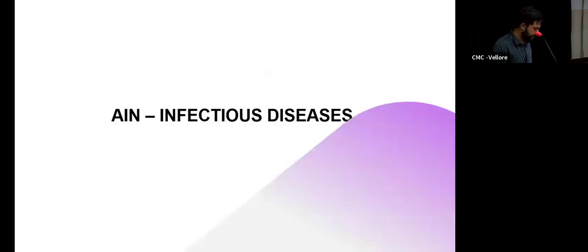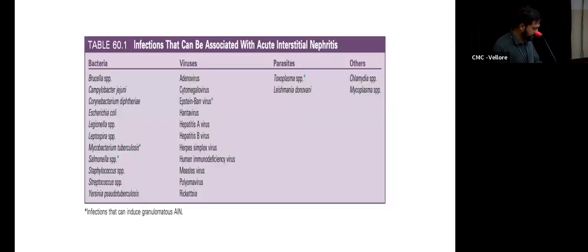So, the infectious causes for AIN. This is just a list of the usual bacteria, viruses, and parasites that we usually encounter, which cause AIN. Here we need to know that hantavirus is one virus that can cause interstitial bleeding. So it can cause interstitial infiltrates along with bleeding.